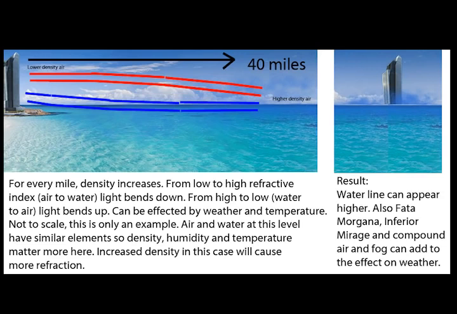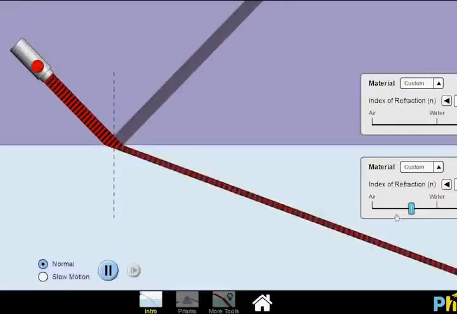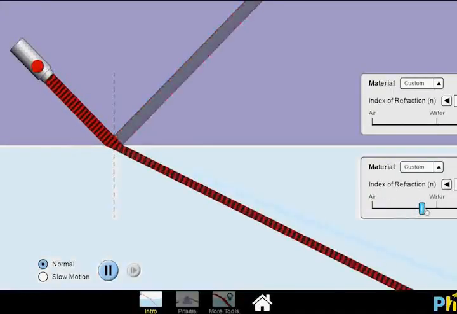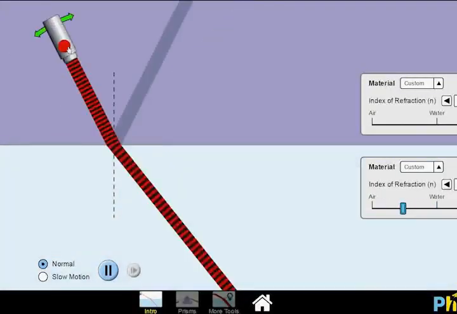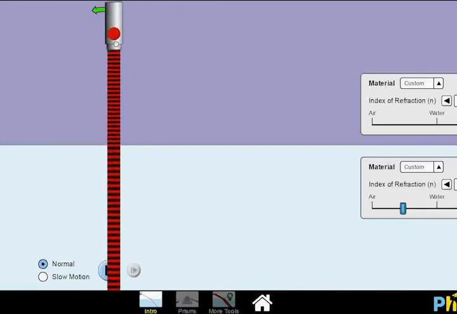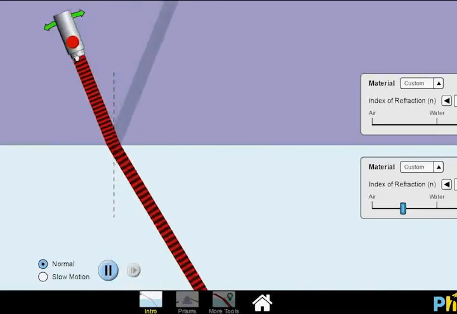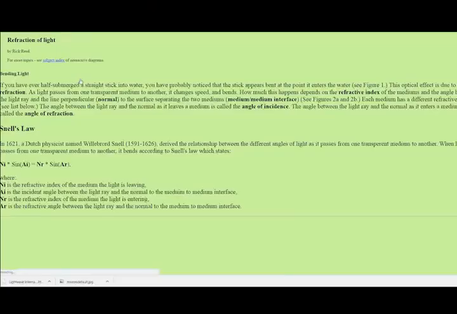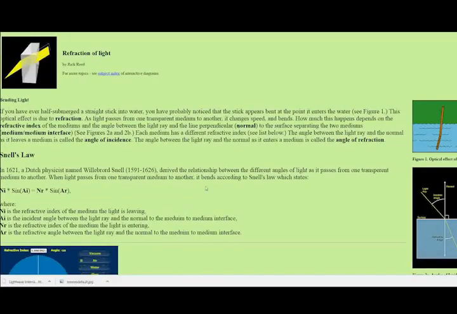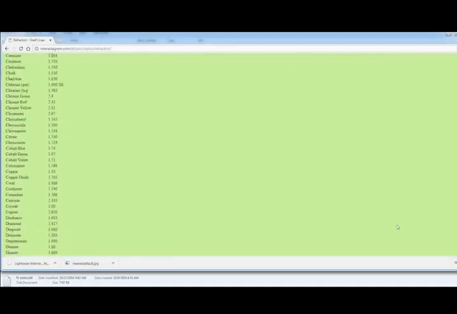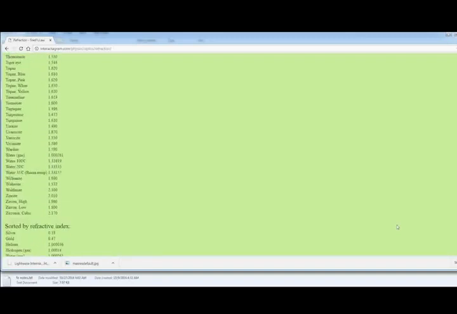Let's take a look at what happens when we go from water to air. Amazing, right? The broader the angle of the light source, the less it refracts. Although in our atmosphere these changes are subtle, they are significant over many miles. Let's take a look at this site here. They sort some elements by their refractive index. Notice that there are still tons of materials not on this list, and they do state that the numbers need to be verified, but this is a great reference.